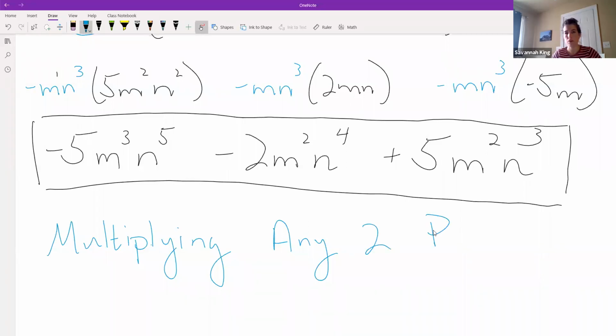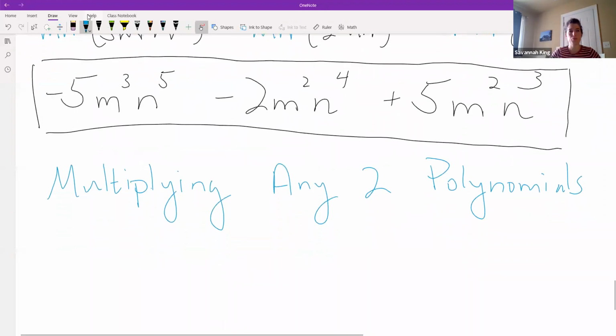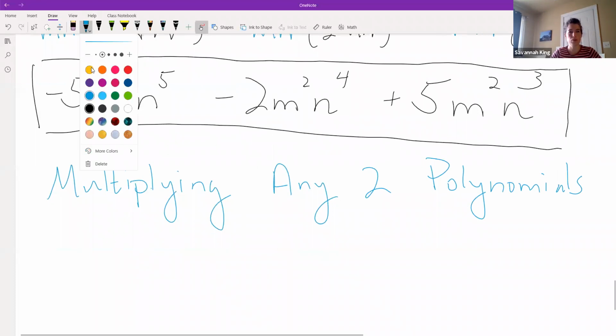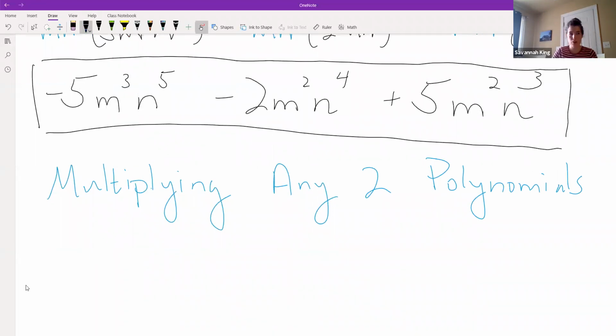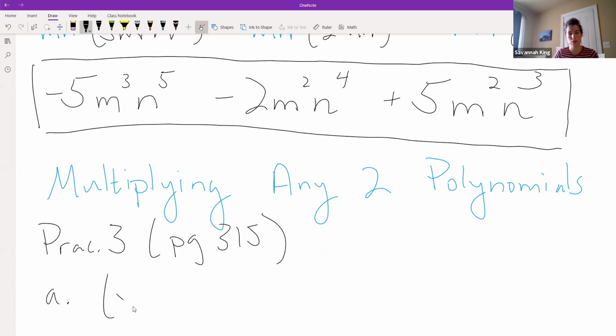Yeah, and we'll just keep it two at this point. They will, of course, at some point start throwing you three, but start basic, multiplying any two polynomials. And the way that we handle this without losing our minds is to relate it back to what we were just doing. So let me get the first one of these written up, which thankfully is fairly short. They have a nice, easy binomial.